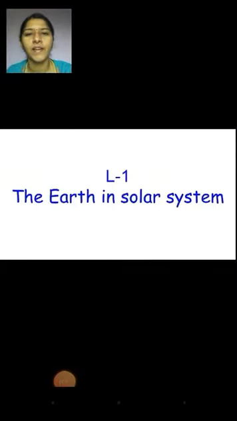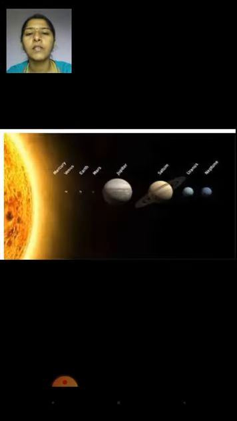Sairam children, I'm going to teach you social studies, but in the name of three subjects, that is history, political science and geography. Now I'm going to start off with the first lesson of geography, right? The earth in the solar system. What is it? The earth in the solar system.